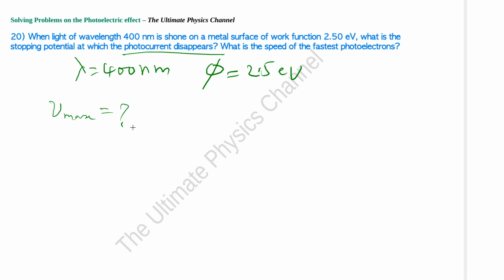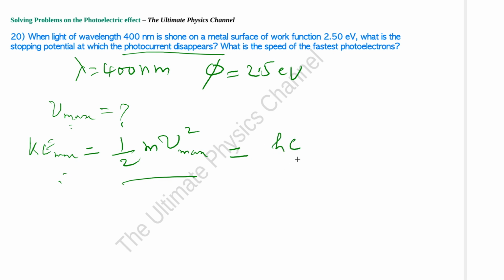Lambda is given, phi is given, so we can calculate kinetic energy max. K max. If we can calculate that, we can get V max, because K max is equal to half m V max squared. So for V max, we have to get K max. For K max, we have the photoelectric equation, that is hc times 1 over lambda minus 1 over lambda max.